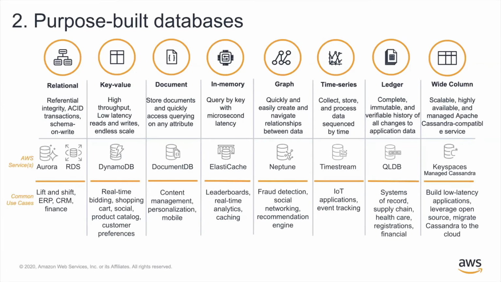AWS also provides a very broad set of purpose-built databases. And sometimes customers ask, why do we need so many databases? Well, in short, this allows developers to build virtually any data application they need. Customers can use key-value databases like DynamoDB to build real-time applications that require extremely low latency. Or they can use time series databases like Amazon TimeStream to collect, store, and process data sequenced by time. This is something typical of IoT applications.